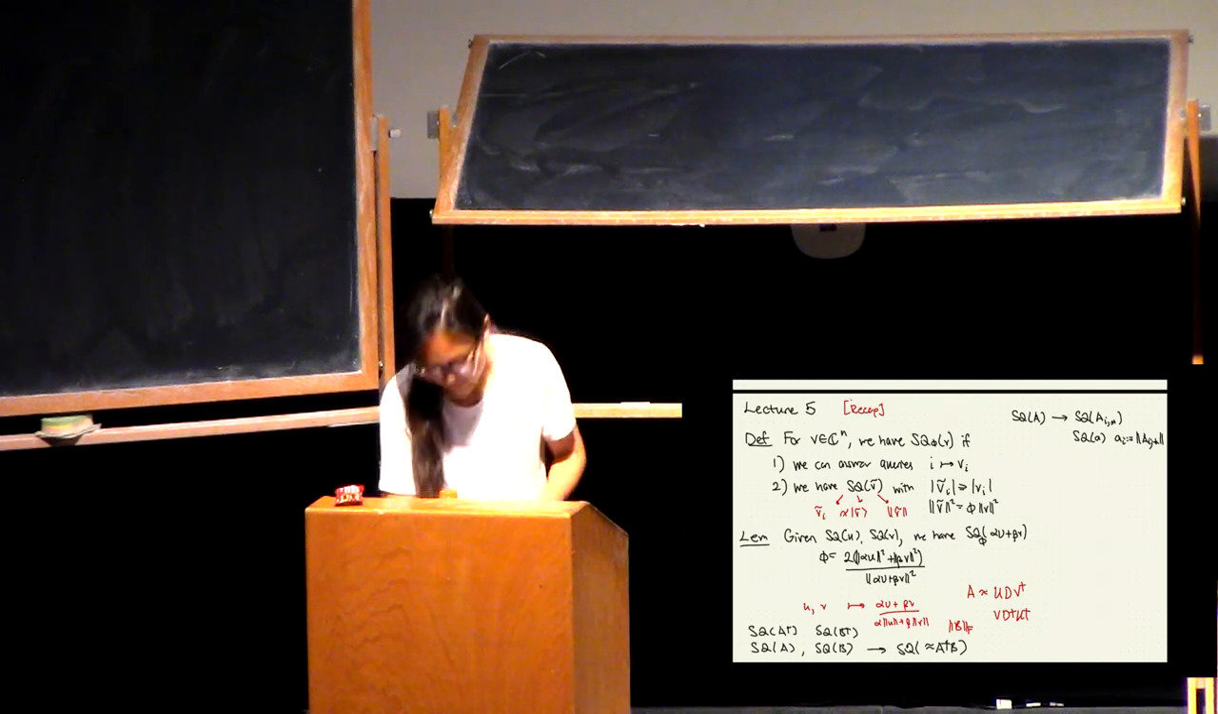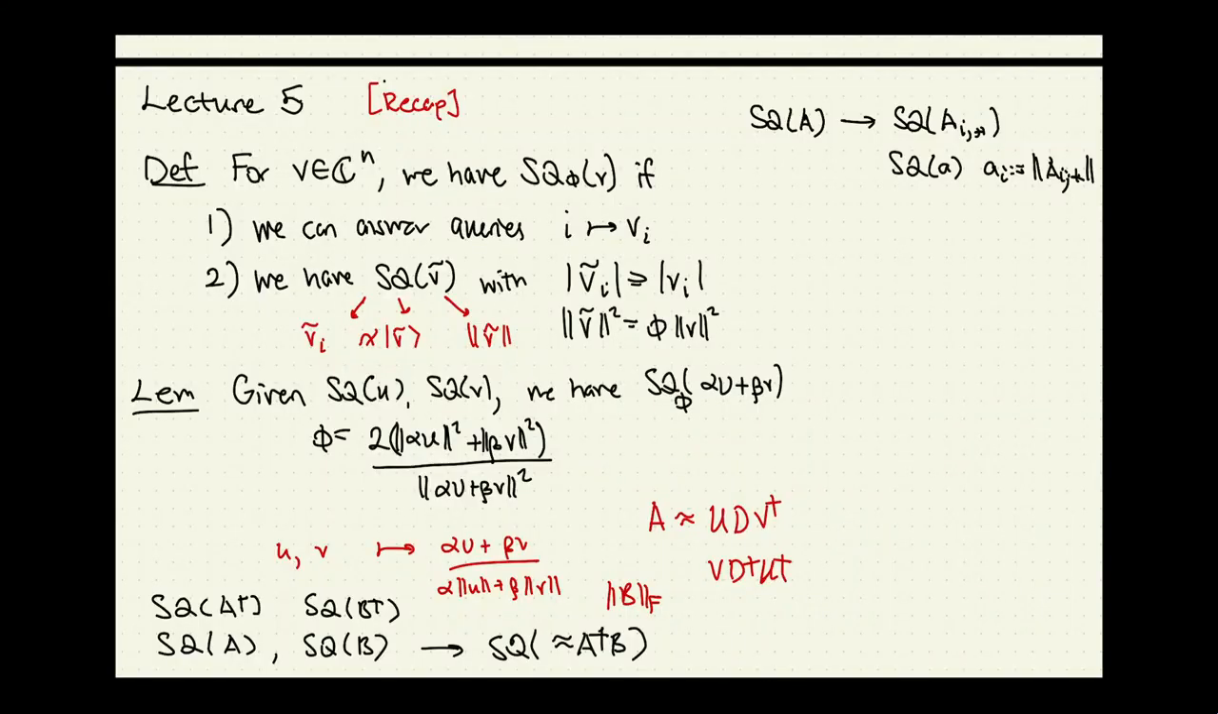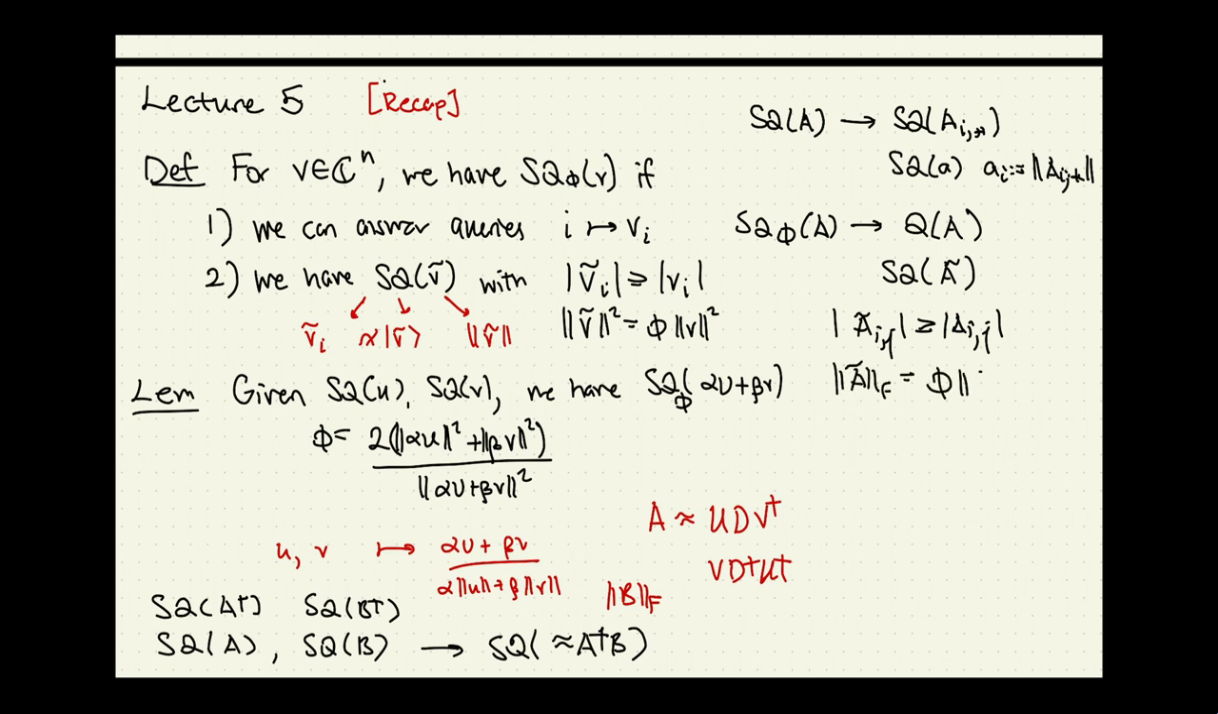So I was defining the sampling query access to A. And it's just sampling query access to the rows and the vector of row norms. Similarly, you can define oversampling and query access. What this is, is you have query access to A, and then you have sampling query access to some A tilde, where it satisfies these same properties. Here you just replace A tilde ij as an upper bound on A ij. And then the Frobenius norm is your quantity, is your mass.